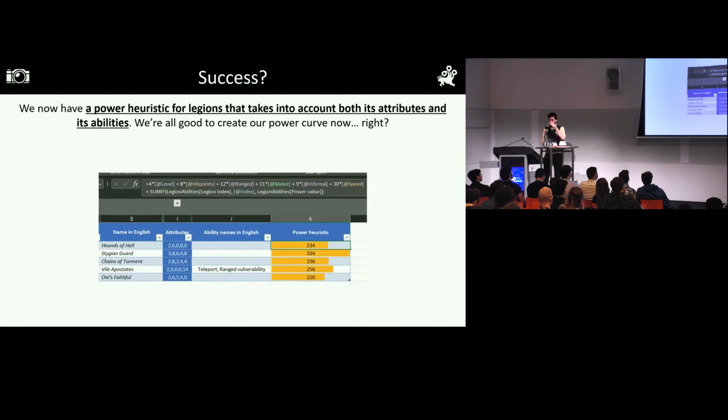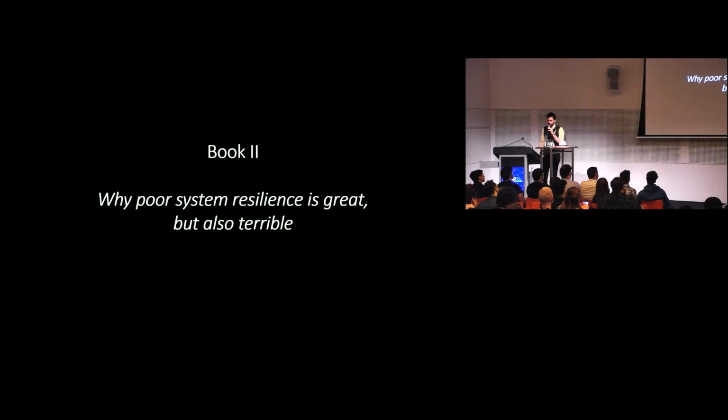So all good. We now have our power heuristic that takes into account both the attributes and the powers of our legions. So all good. We're all done. We're fine. This is the part where I say, or are we?